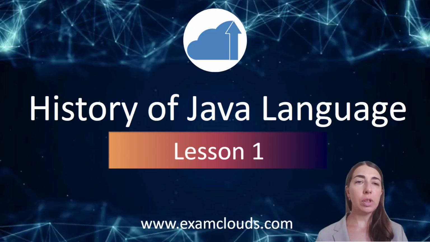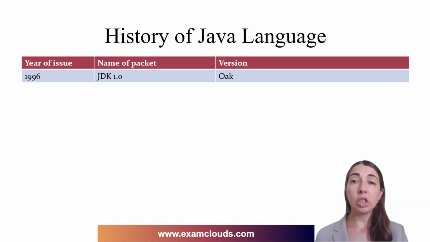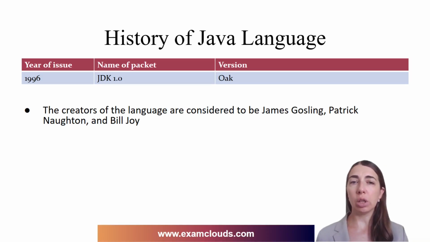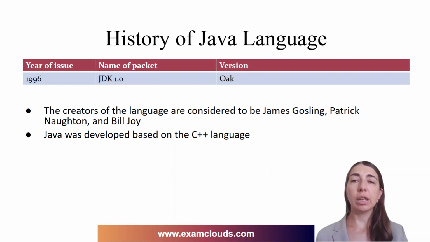In today's video, we'll talk with you about the history of Java. The Java language appeared way back in 1996 and was originally called Oak. The package was named JDK 1.0. The language's authors are considered to be James Gosling, Patrick Naughton, and also Bill Joy. The Java language was developed based on the popular C++ language of the time.